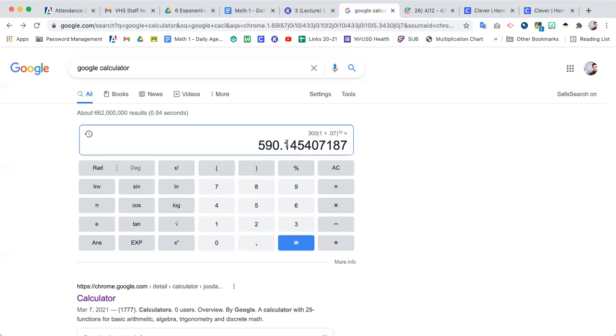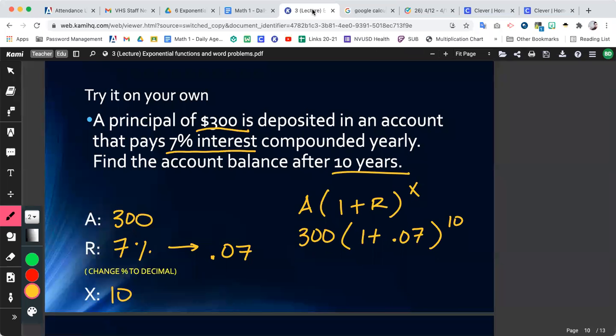Okay, so whenever you look at the first 2 decimals, the first 2 places, you look at the third number. If it's 5 or bigger, you round up. If it's 4 or lower, you round down. So 590.15.